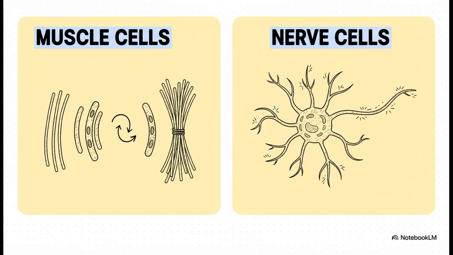And this is where it gets really cool, this idea of specialization. A muscle cell, for instance, is long and skinny, specifically designed to contract and pull, creating movement. A nerve cell, on the other hand, looks totally different. It's long with all these branches, basically built like a biological wire, perfect for zapping signals across the body. The shape always matches the job.